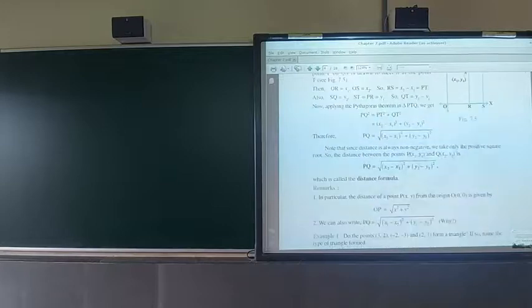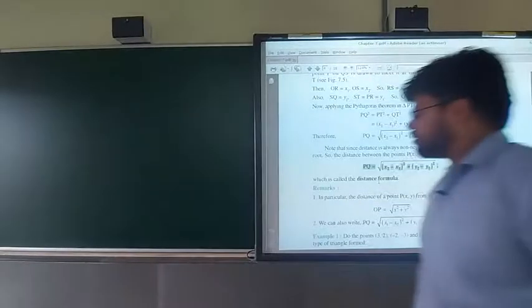These all things are the derivation of this. This is basically the distance formula. PQ, P and Q are the points, where it is under root x2 minus x1 whole square plus y2 minus y1 whole square.